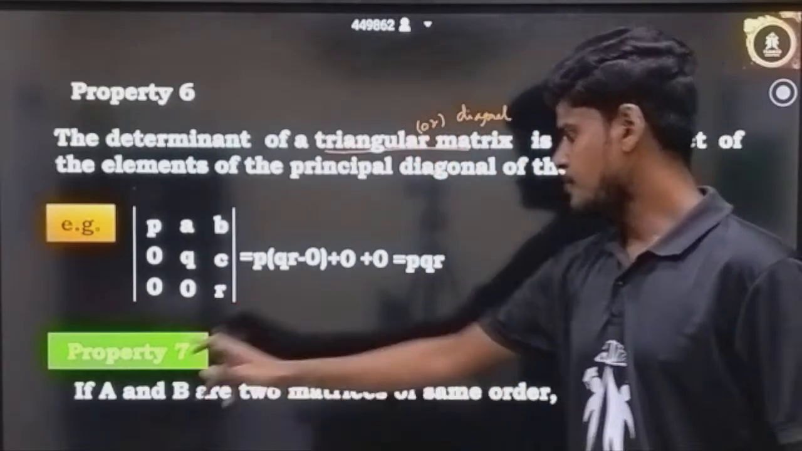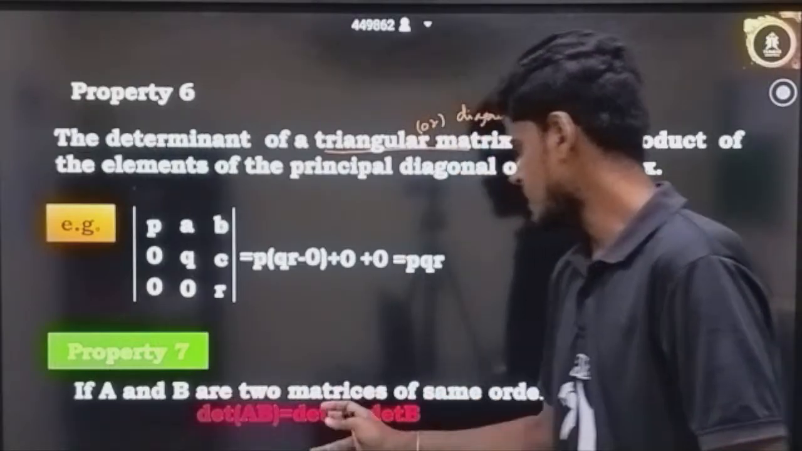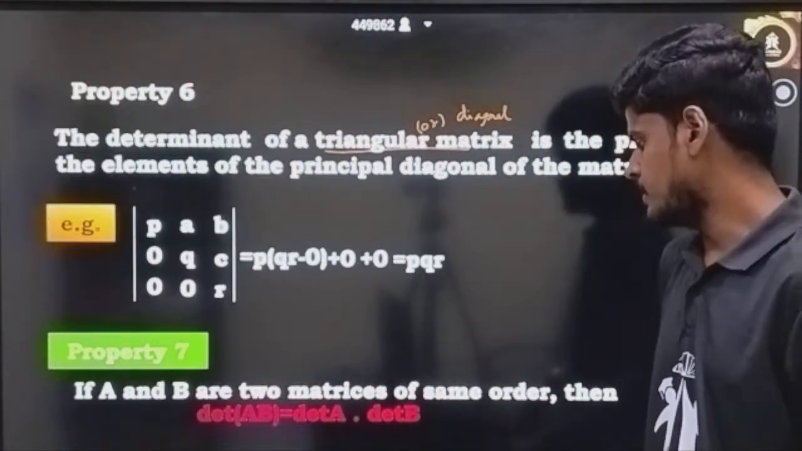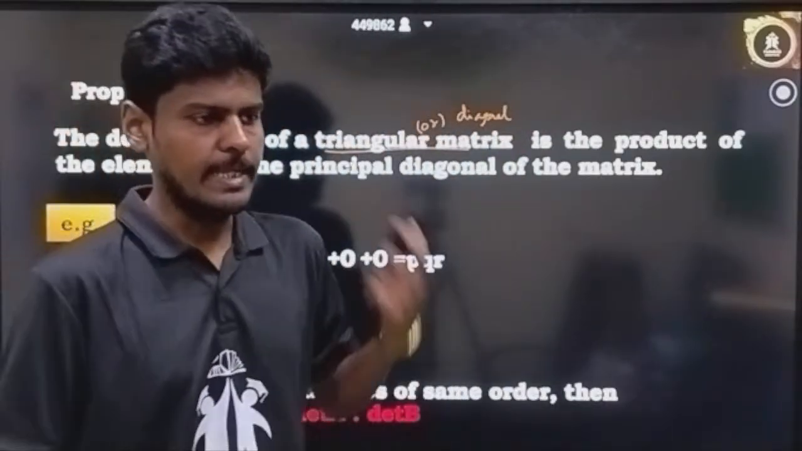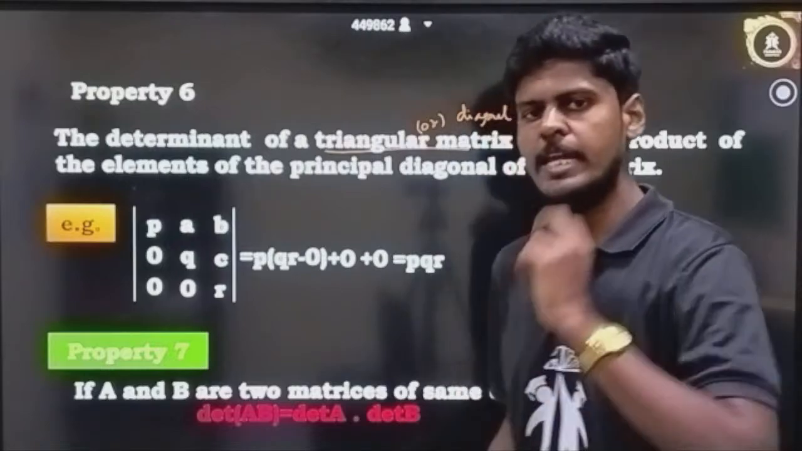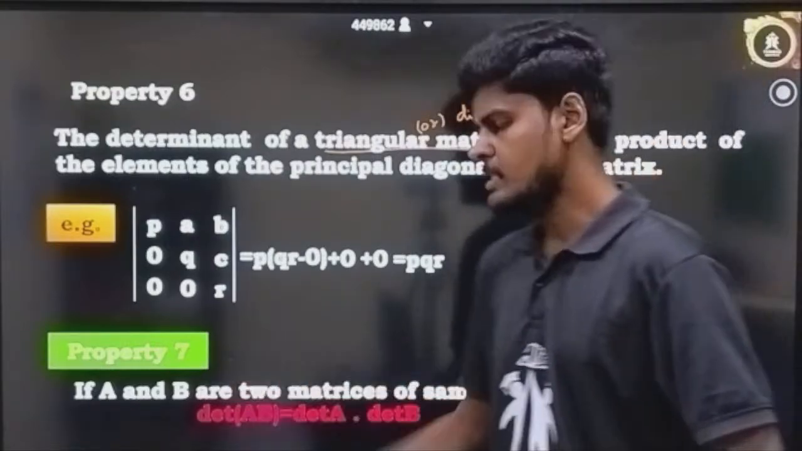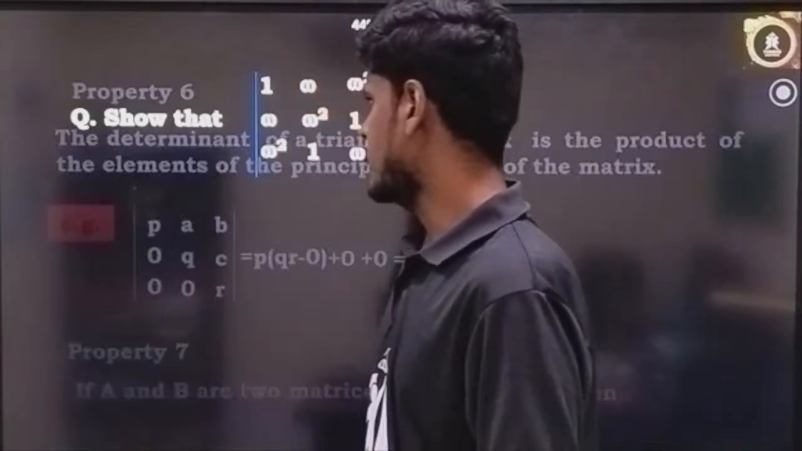Next property is, if A and B are two matrices of the same order, then determinant AB is equal to determinant A into determinant B. Instead of multiplying the two matrices and then taking the determinant, we can find the determinant of the two matrices separately and then multiply. That is the 7th property. Again, this is a very important property.